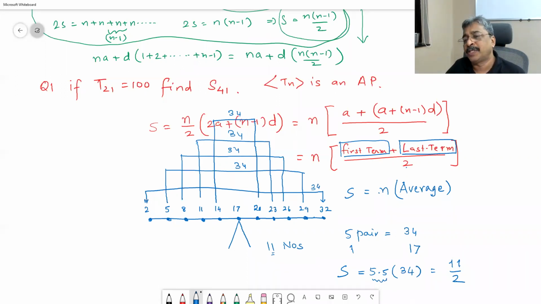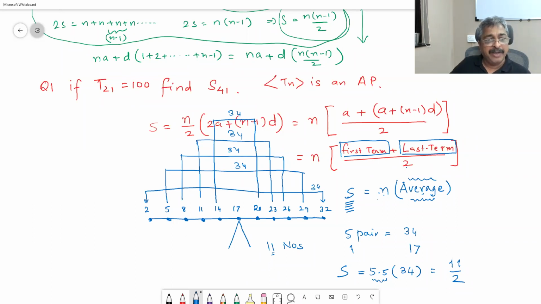In a class, students get different marks. I want to find out the average. I add all the numbers that the students have got. That gives me S, and I divide S by N to get the average of my class. Now if I want the sum, I know the average, so I multiply by the total number.